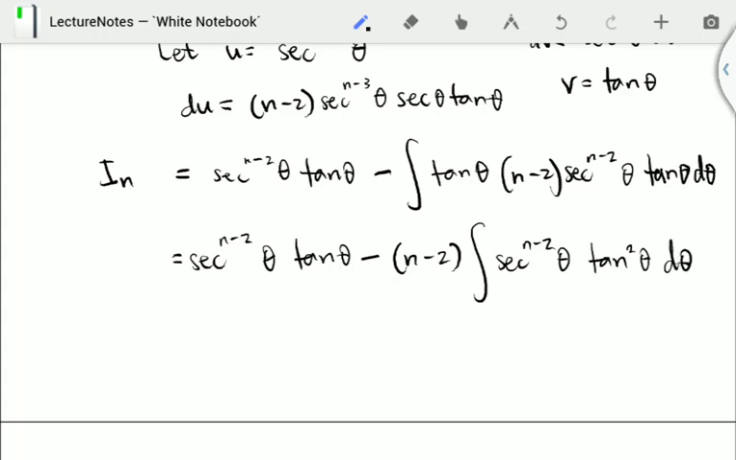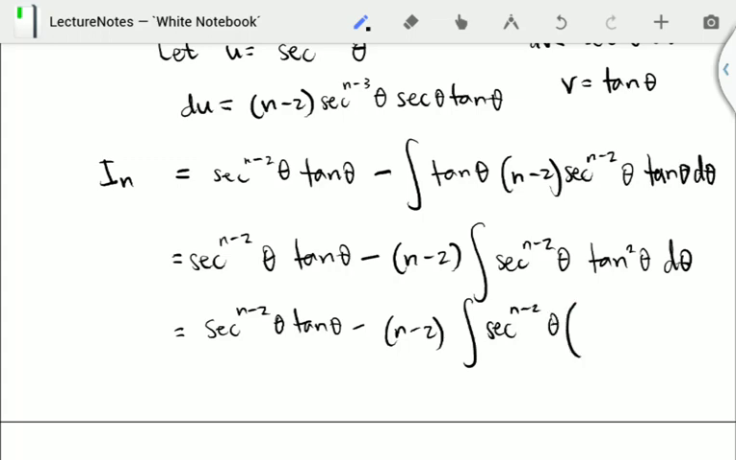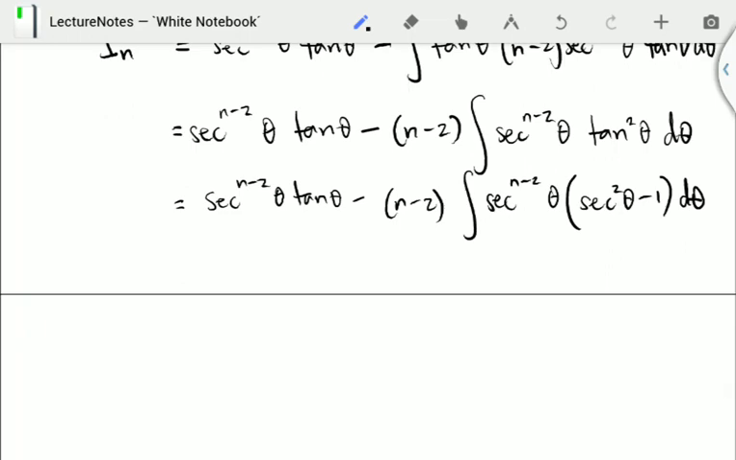Okay, and what do we do next? What I'll do next is write tan squared in terms of secant again. So this will give us sec^(n-2) theta tan theta minus (n-2) times the integral of sec^(n-2) theta multiplied by tan squared, which you write in terms of secant, sec squared theta minus 1, d theta. When you simplify, that gives sec^(n-2) theta tan theta minus (n-2) times the integral.